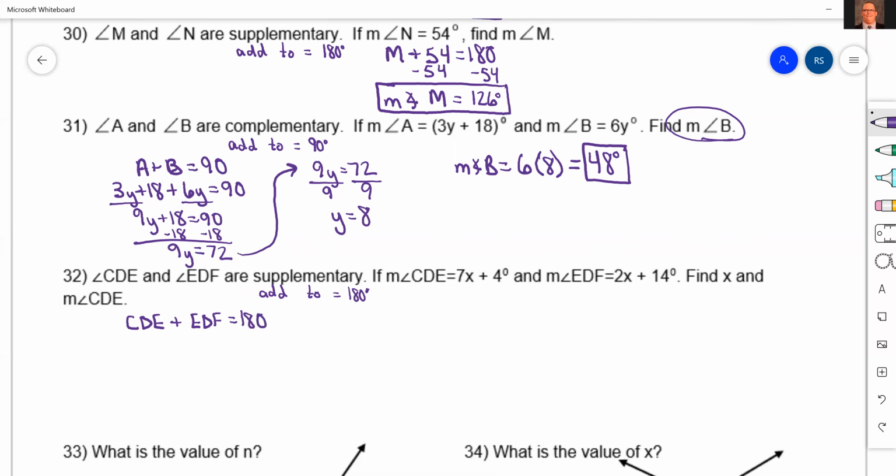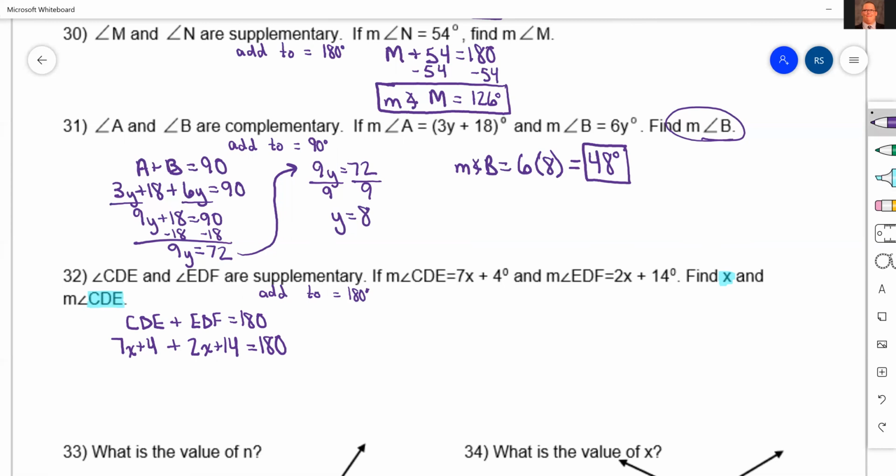Okay. Now let's see what it tells us. It says CDE is 7x plus 4. So write that in. 7x plus 4. Plus EDF is 2x plus 14. And together they're 180. Find x and CDE. So we've got two parts. First, we've got to find x. Then we've got to find CDE.